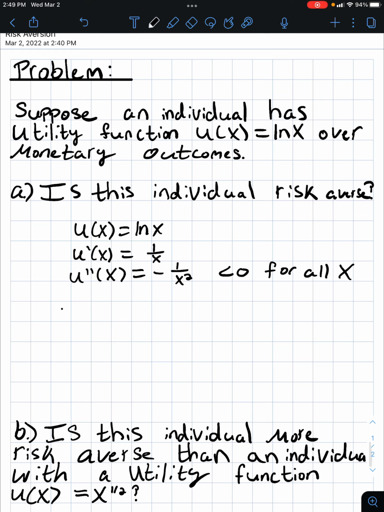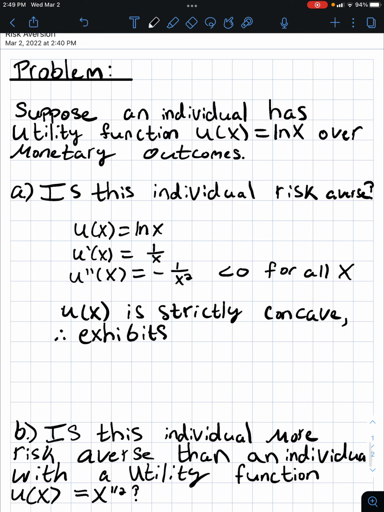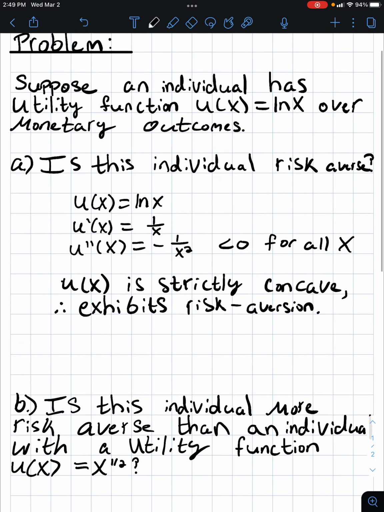So therefore, u of x is strictly concave. Therefore, it exhibits risk aversion. Now, that is the answer to part A. So, is this individual risk averse? Yes.